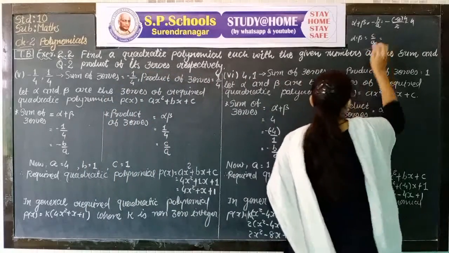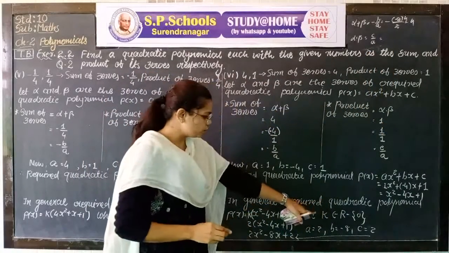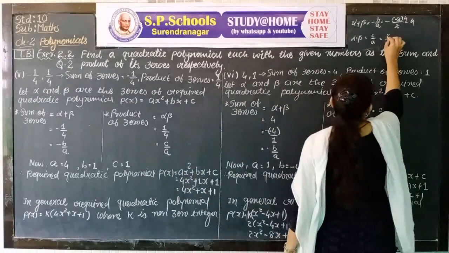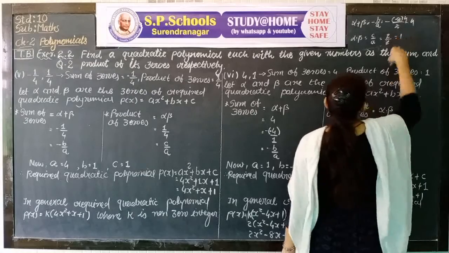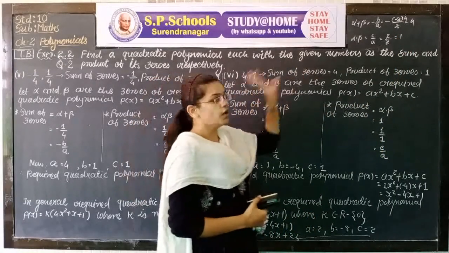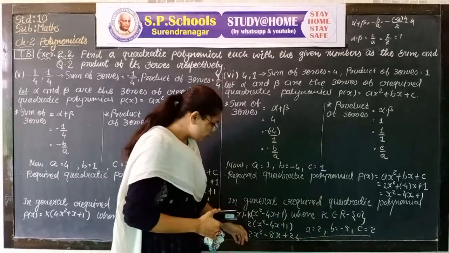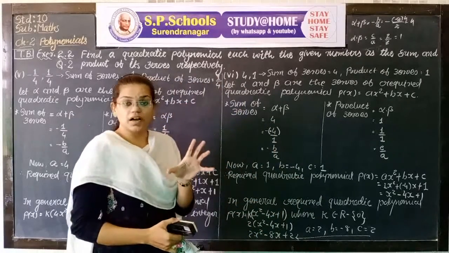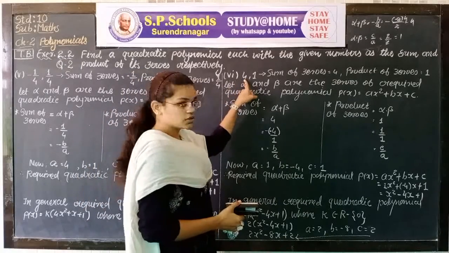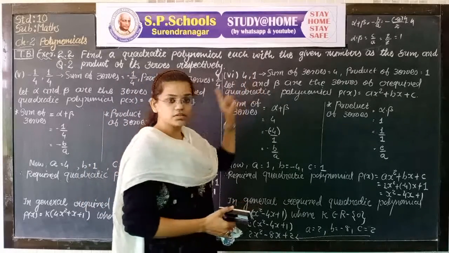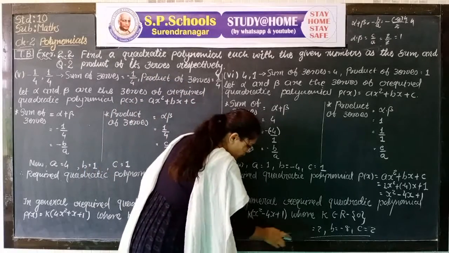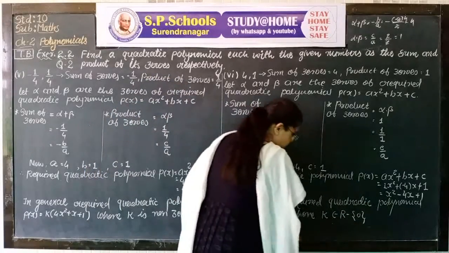Alpha into beta is c upon a, where c is equal to 2 and a is equal to 2. 2 upon 2, 2 cut and we get 1. Yes, alpha into beta, the product of zeros, is equal to 1. Hence the second polynomial satisfies the condition given in the question. The sum of zeros is 4 and the product of zeros is equal to 1. Again, you have to try more polynomials and verify yourself.